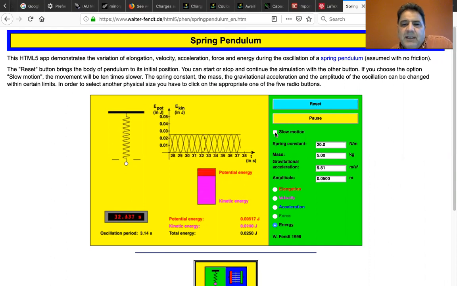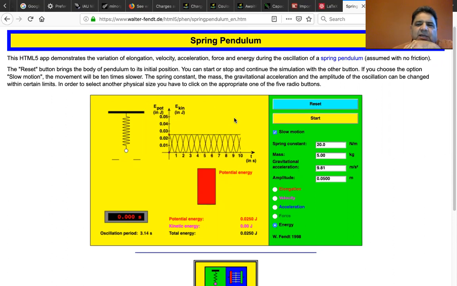Now, let's reset it and let's start it again, but this time in slow motion. Right now, I haven't started yet, the pendulum bob is at its maximum height. So it's all potential energy. As it goes through, what type of energy? Gravitational potential energy. There may be some energy from just the spring compressing, but it's mainly gravitational potential energy.